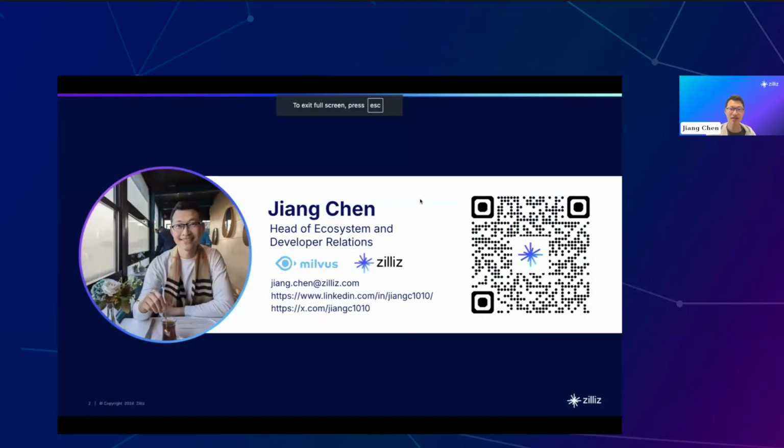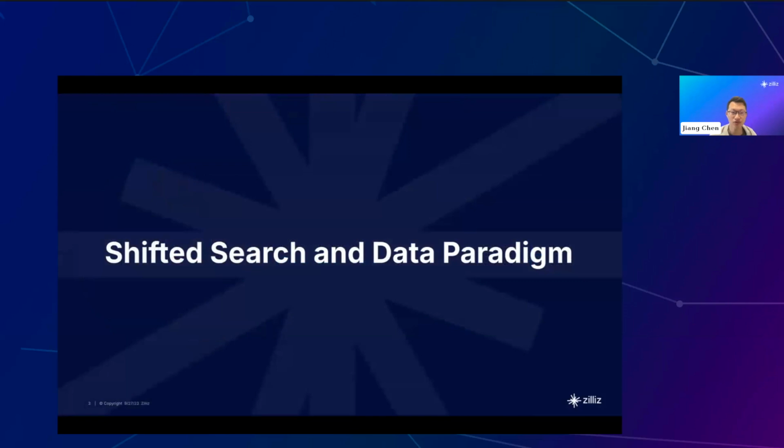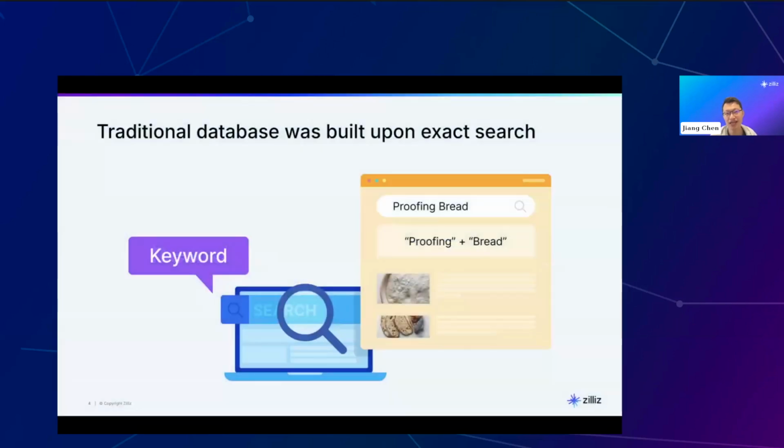So my name is Jiang. I'm leading the ecosystem and developer relations. That's why I worked closely with Fivetran on this integration. We started the open source vector database project called Milvus because there was a shift in the whole search and data paradigm. In the past 2 decades, search was mostly about keyword matching. However, this is very limited because it doesn't really account for the semantics and the essence behind the meaning of natural language and the keywords that compose it.